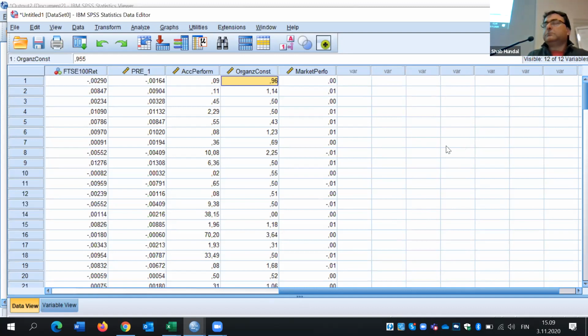Okay, now our job is done, Santu. Now I come back to your point. We have one dependent variable, and its name is the company's stock return. But we have 3 independent constructs: construct 1, accounting performance; construct 2, organizational construct; and the third is the market performance.